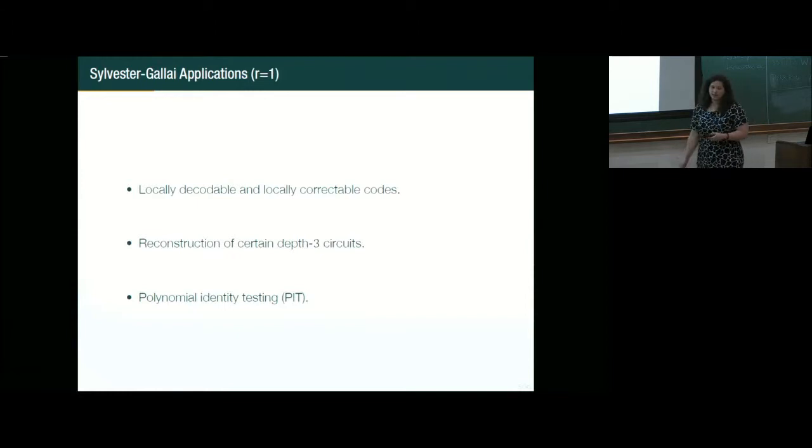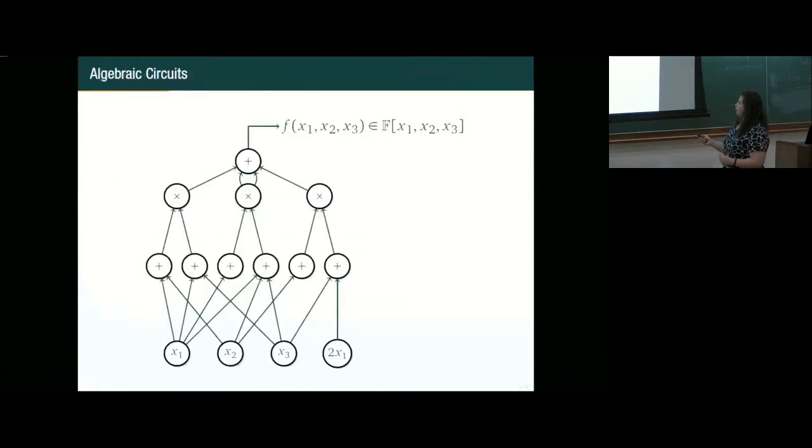So why is this interesting? The Sylvester-Gallai problem for linear forms has many uses in locally decodable codes, in reconstruction of depth 3 circuits, and in polynomial identity testing. So I'll go over the polynomial identity testing part quickly.